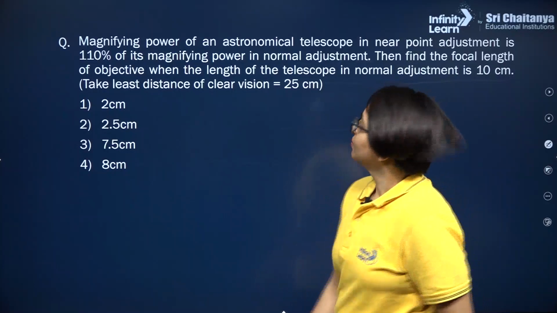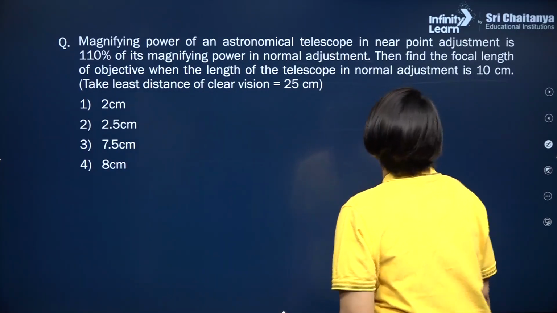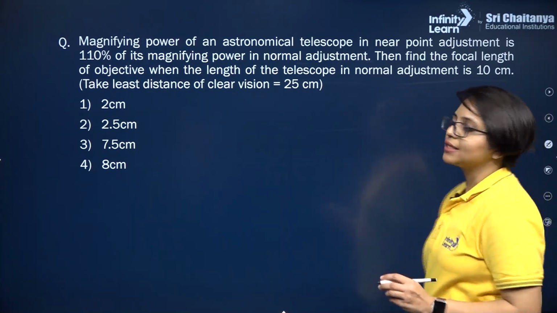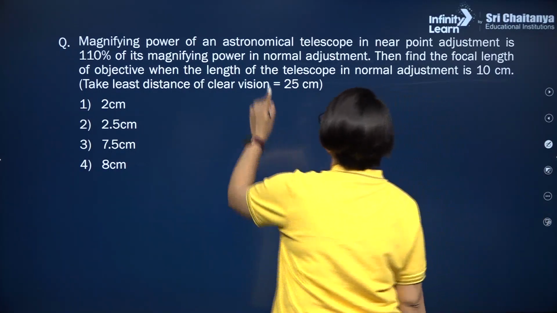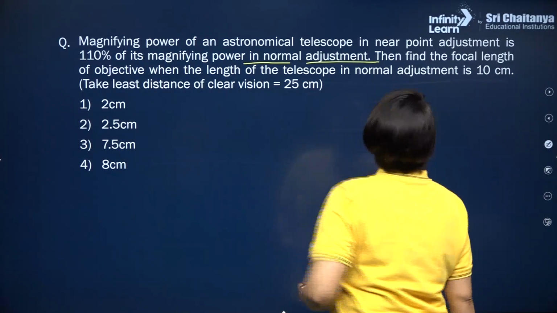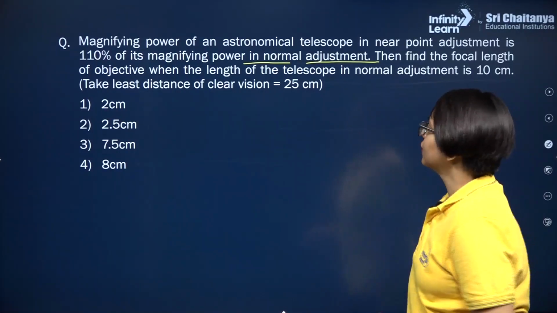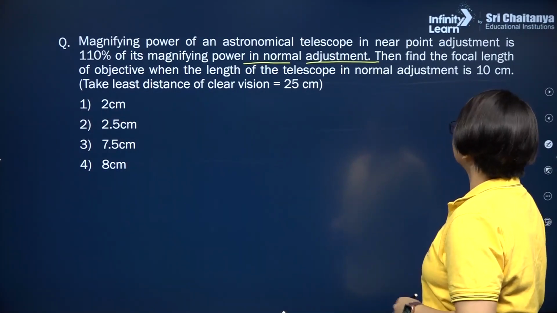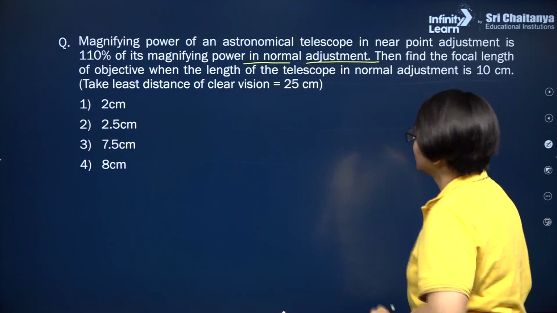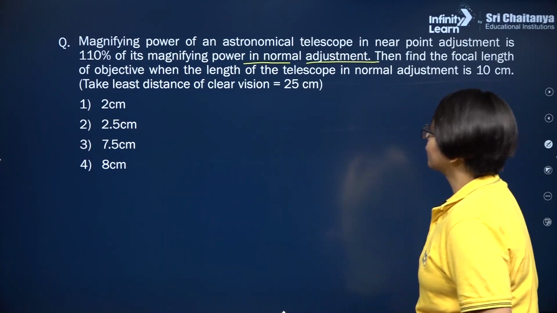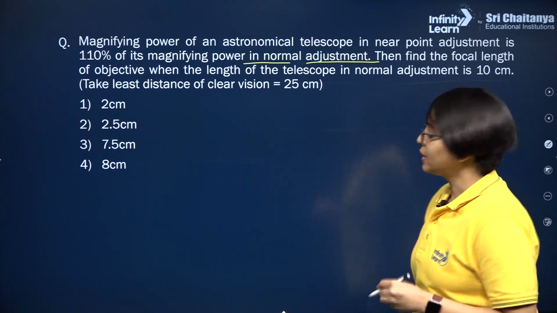Next is this question, magnifying power of an astronomical telescope in near point adjustment is 110% of its magnifying power in normal adjustment. Then find the focal length of objective when the length of the telescope in normal adjustment is 10 centimeter. And we can take the value of distance of clear vision as 25 centimeter.